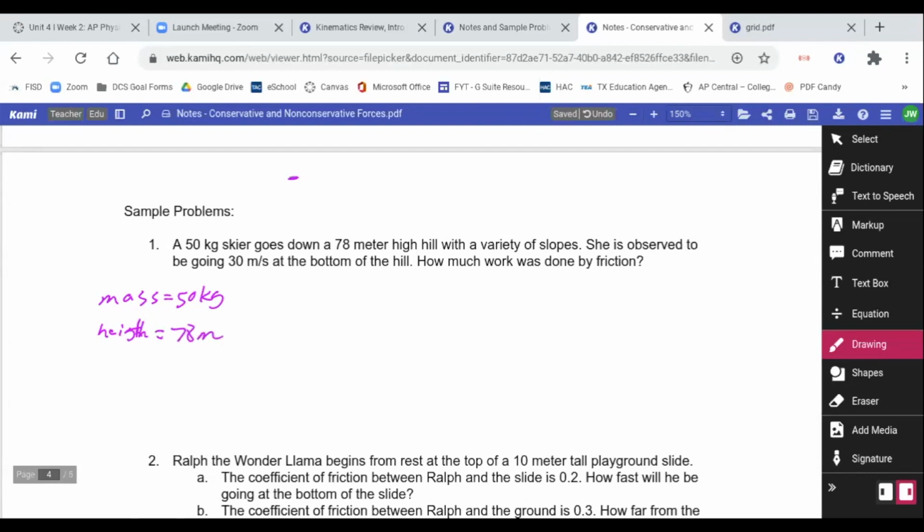Okay, so this is a variety of slopes. If we want to draw this, here's the skier up here. She's so happy. And then here's the slopes. It goes like this, and then there's the bottom. And then here's our skier at the bottom. She's observed to be going 30 meters per second at the bottom. So we have 30 meters per second at the bottom. And we know that up here, she's 78 meters high. How much work is done by friction?